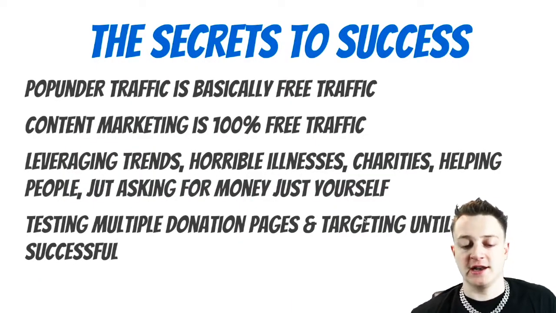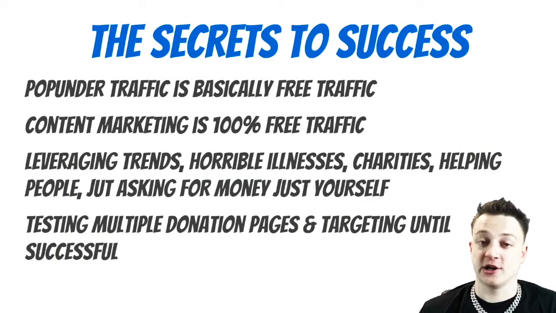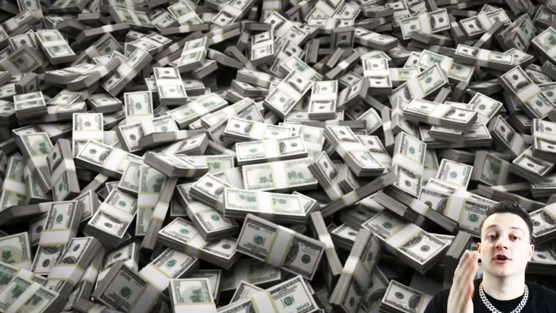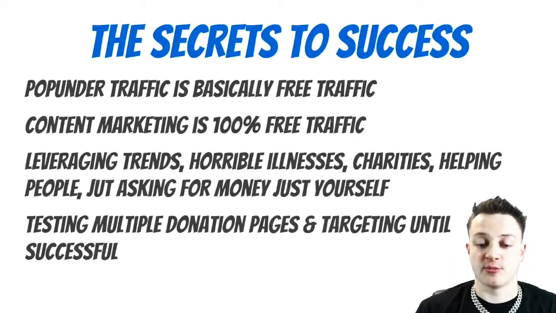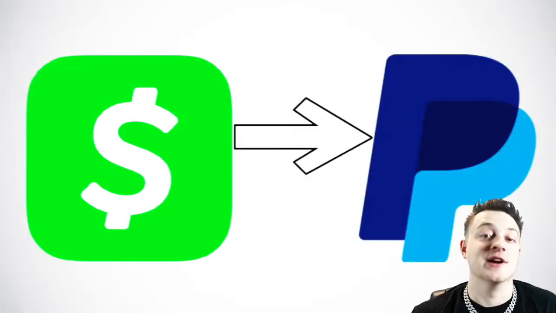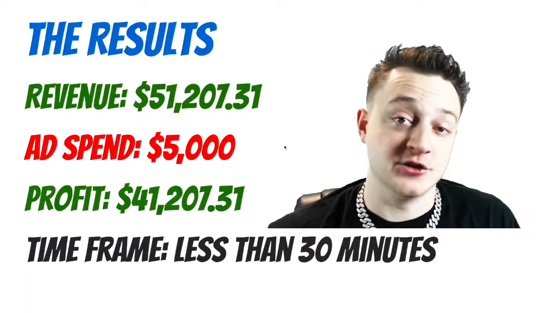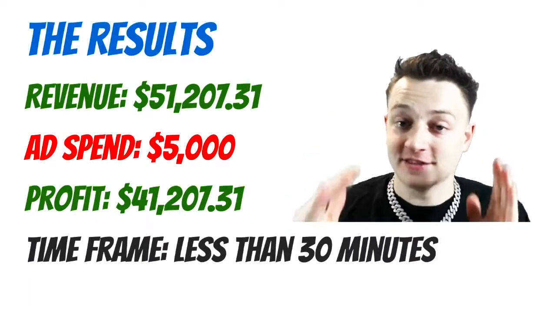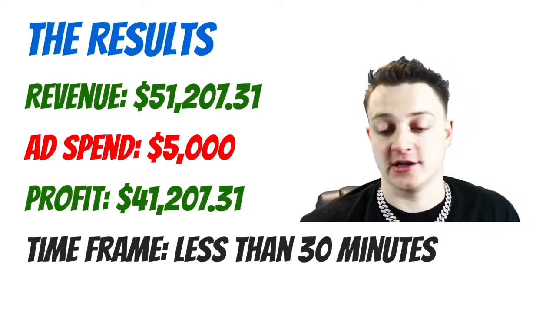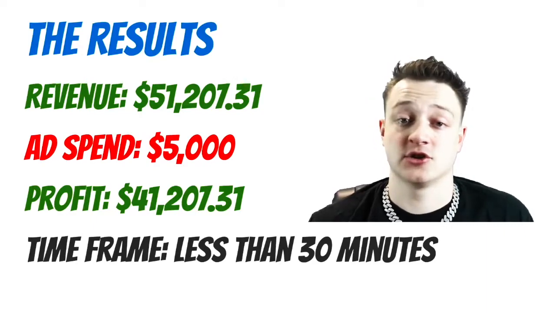And then targeting until you're successful. The targeting can be tested a lot, but I told you exactly what you need to target to get the exact people who will give you money. But you need to make sure that your page is convincing enough where people want to and are willing to give you money. Now here are the results. $5,000 in ad spend and a profit of $41,000. That's insane. And it took me less than 30 minutes to test everything and set everything up. And making the campaign takes less than like 3 minutes.